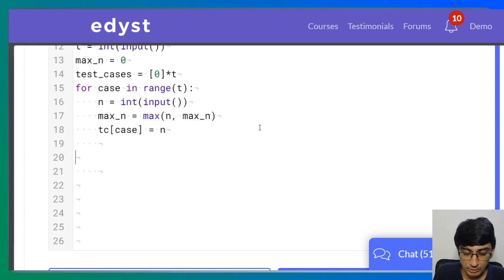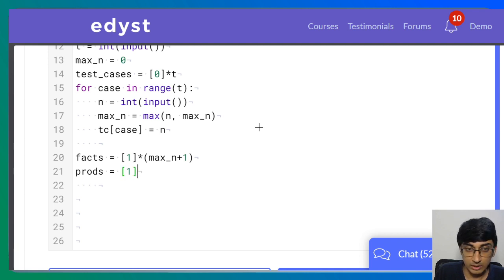Now what am I going to do? I'm actually going to calculate the products. I'm going to calculate the factorials. So facts is equal to, let me just initialize everything to 1 initially, and till the maximum number, and I want to do 1 based indexing, so I'll do +1, so that I can actually do fact of 1, fact of 2 instead of doing fact of i minus 1, right? And so I'm doing 1 based indexing here instead of 0. So the 0th value I'm just going to ignore overall, right? And similarly with products, so prods is equal to 1 into max of n, max n plus 1, right? This is what I'm going to do.